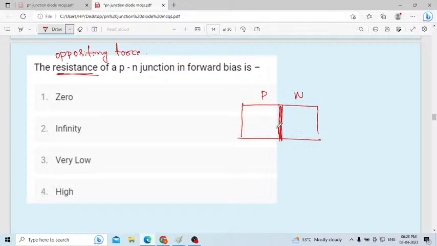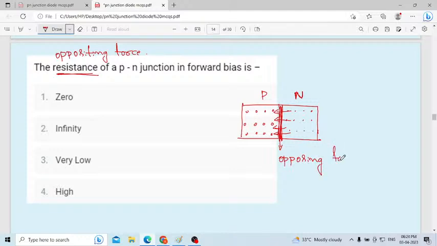When this junction becomes thin, here you can easily observe the electrons. This is the N type, this is the P type. In N type, electrons are the majority charge carriers; in P type, holes are the majority charge carriers. If this junction is very thin, these electrons can easily move and create electricity. Then the resistance is nothing but the opposing force they are asking about.